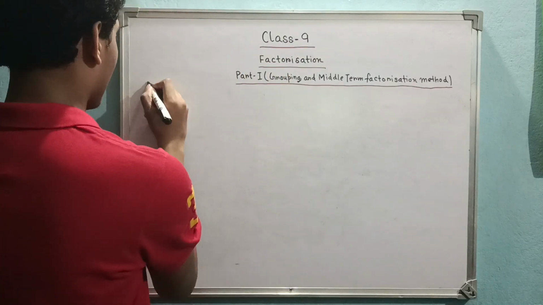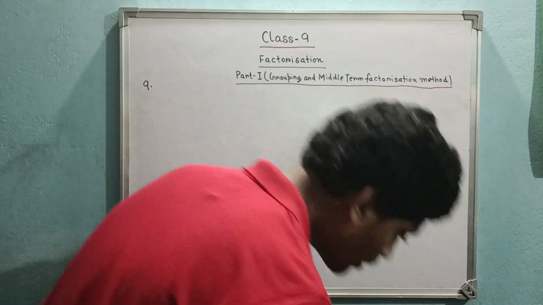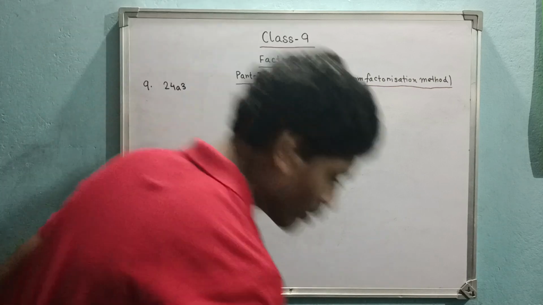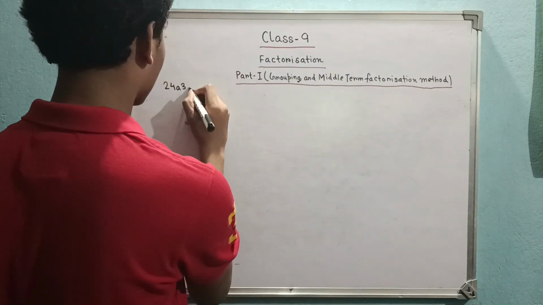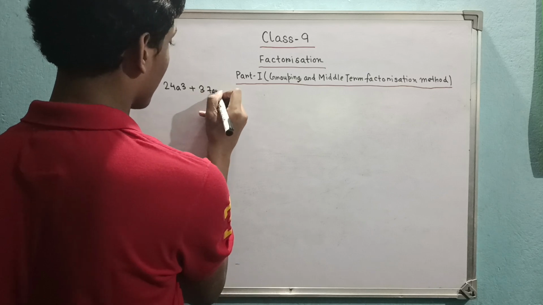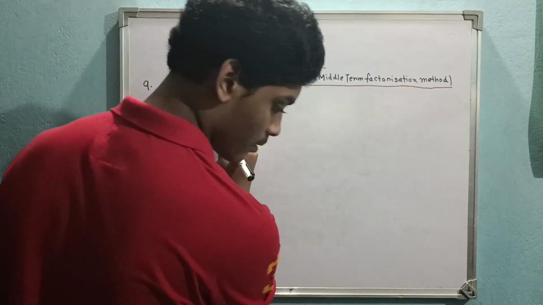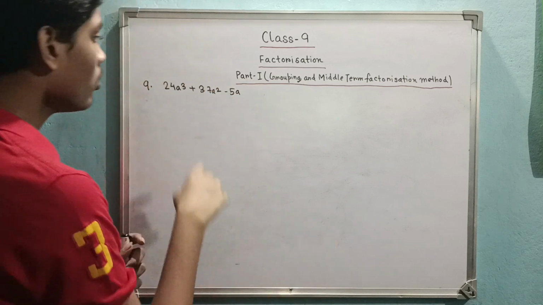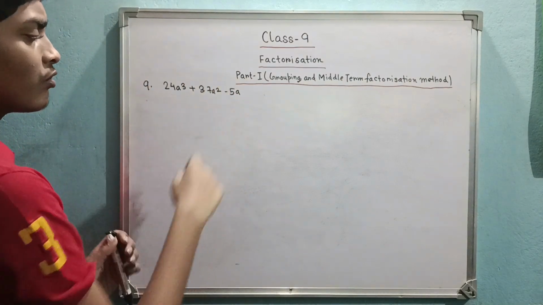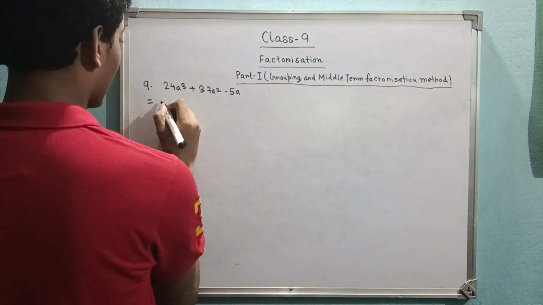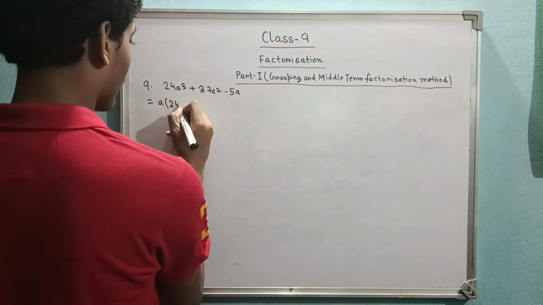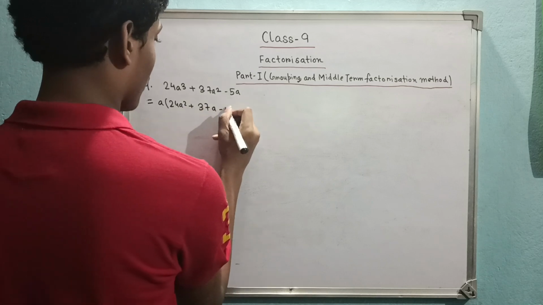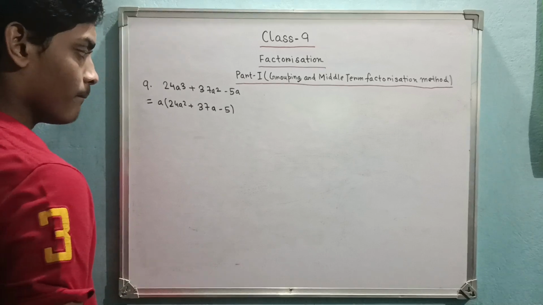We have now number 9. We have 24a cube plus 37a square minus 5a. Now a cube has come into the game, but it will soon go out. Let's see how. At the beginning we can see one a is common in each term, so I can take that a common. So it will be equal to a into 24a square plus 37a minus 5. There you go. Now it's looking okay.